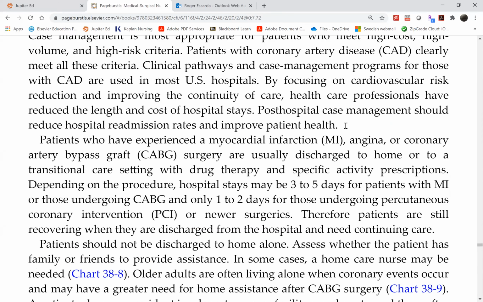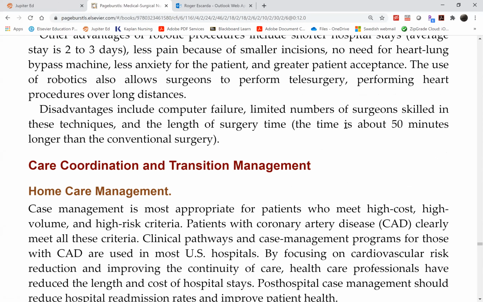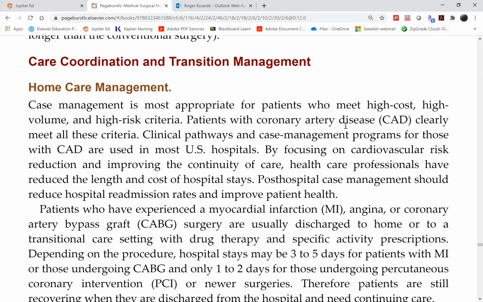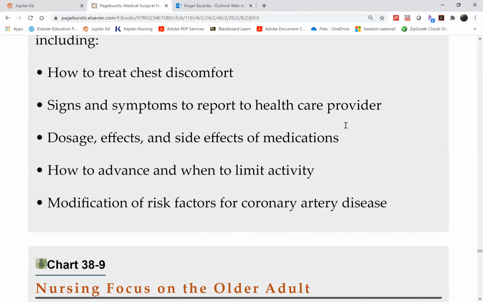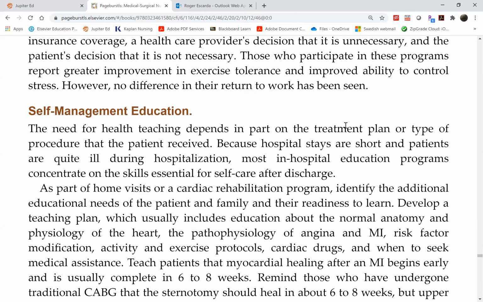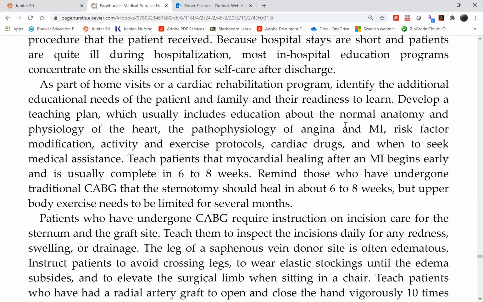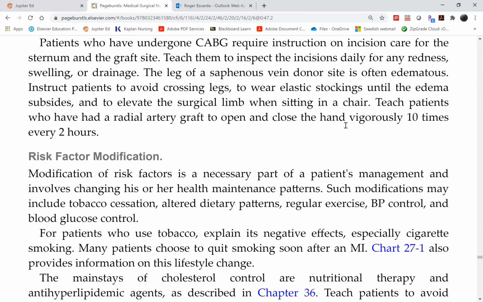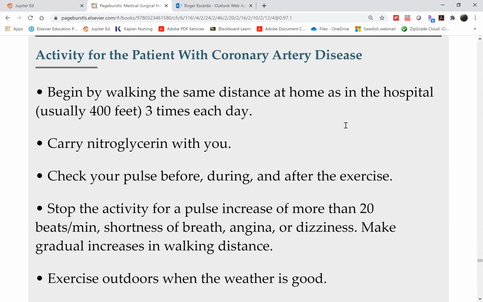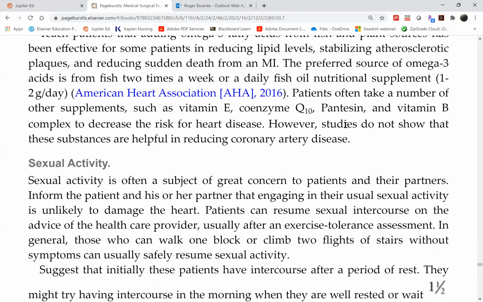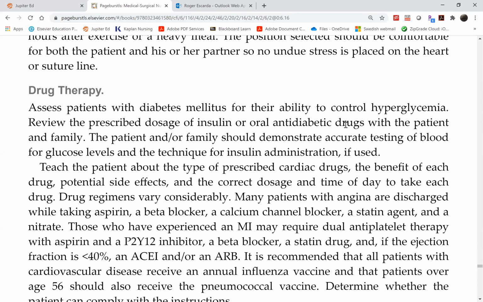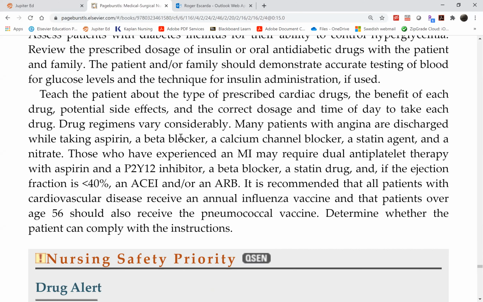Where was that? What page was the discharge meds? The one with the statins. Oh, right here.